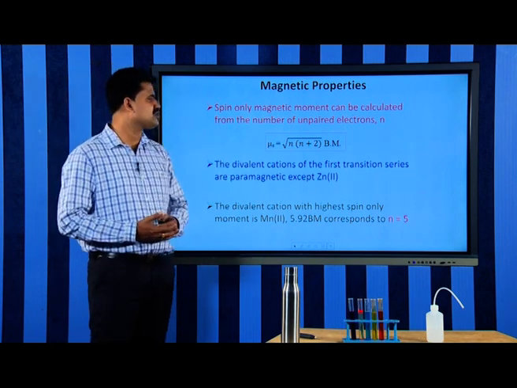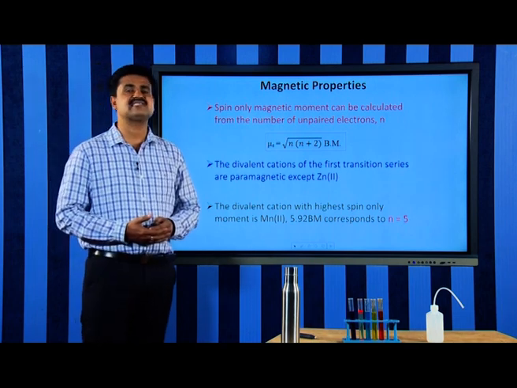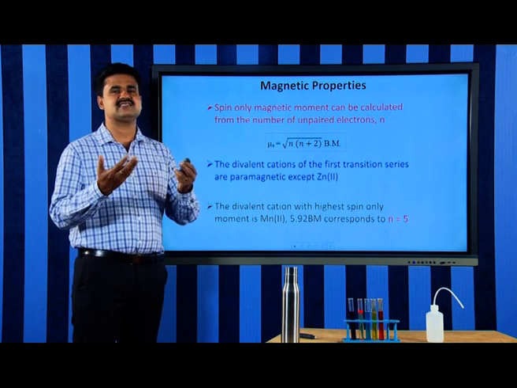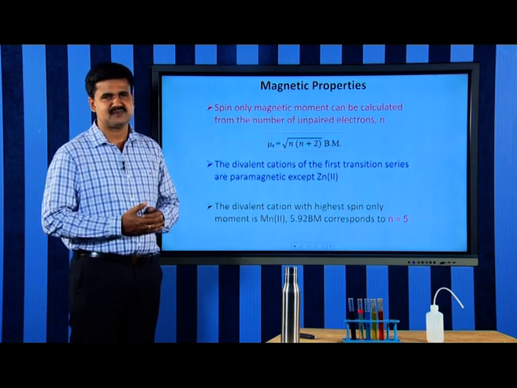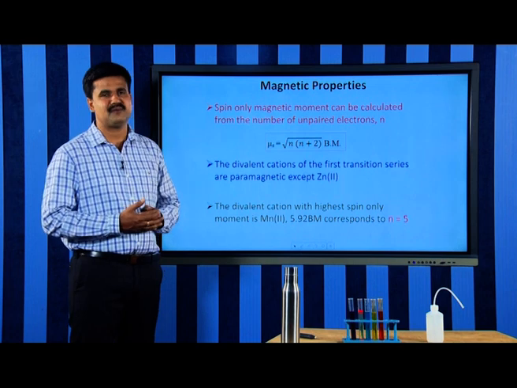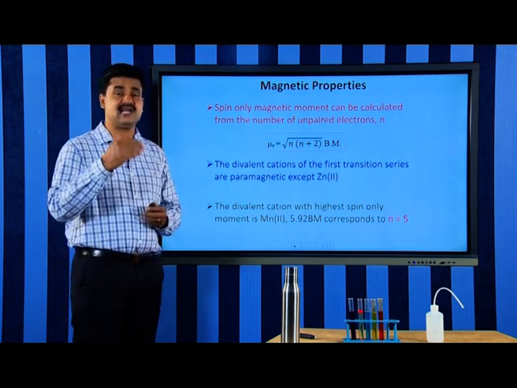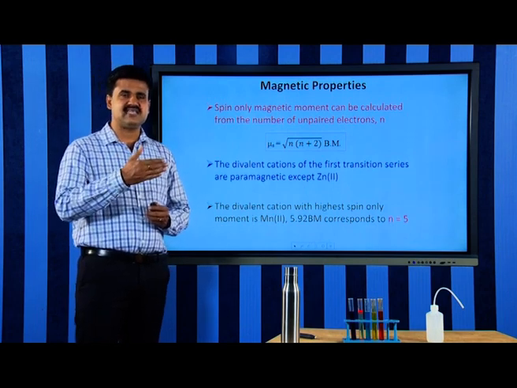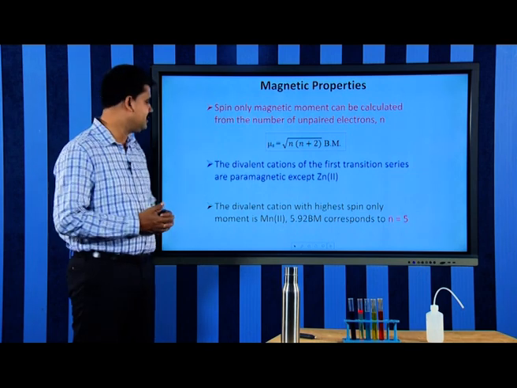The divalent cations of the first transition series are paramagnetic except zinc 2+. What happened to zinc 2+? Why has it changed to a diamagnetic species? Definitely based on electronic arrangement. Zinc 2+ is a d10 system. We can see there will be no unpaired electrons. That is, zinc 2+ is diamagnetic in nature. All other divalent cations are paramagnetic, with gradually increasing magnetic moment with the number of unpaired electrons.